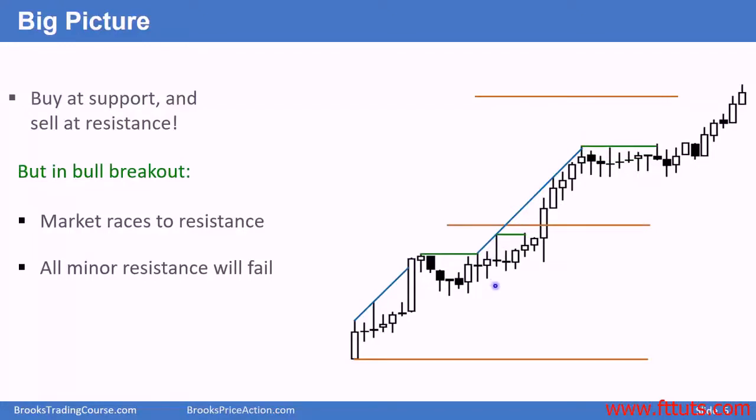Double top, do you want to sell? No. Double top, do you want to sell? No. Because all resistance will fail, whenever you see resistance and you see the market trying to reverse, you should look to do the exact opposite. You should assume that the reversal attempt will be a bull flag and look to buy. Trying to reverse, look to buy. Trying to reverse, buy, buy, buy.